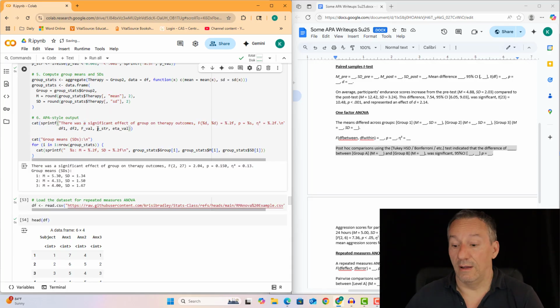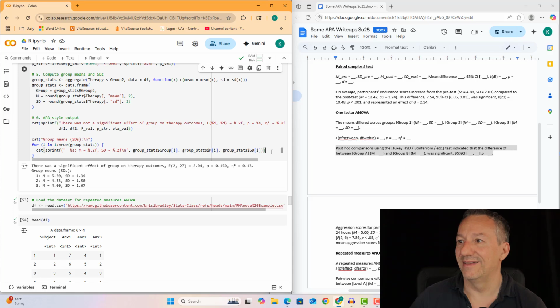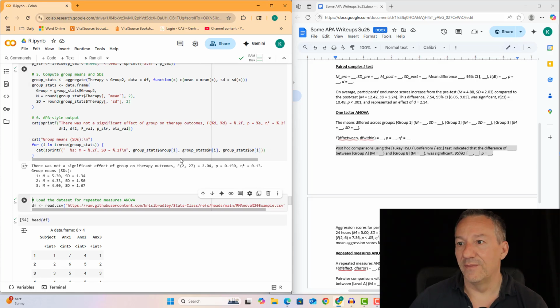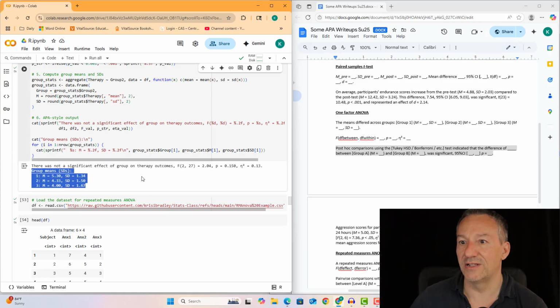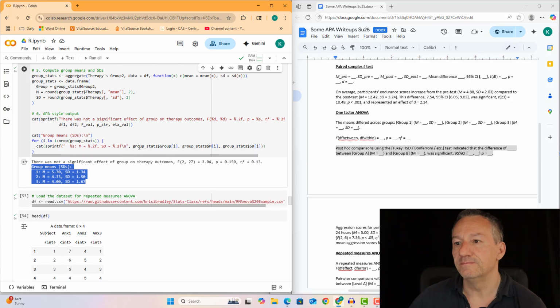There was not a significant effect, so you've got to change it each time. If there wasn't, you might just put P less than 0.05 and stop right there. But there was not a significant effect of group on therapy outcomes. Our F, the degrees of freedom, 2 and 27, our F statistic, P value, eta squared, and then our means and standard deviations. And then we could, if we wanted to, maybe I'll go back later on and do this, add those pairwise comparisons in there too.